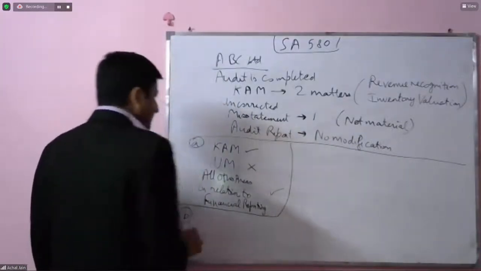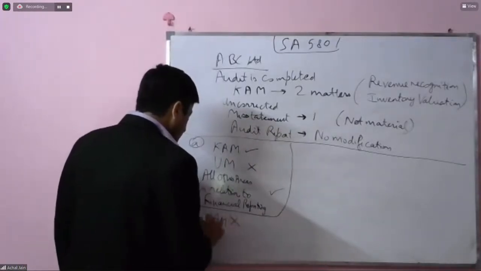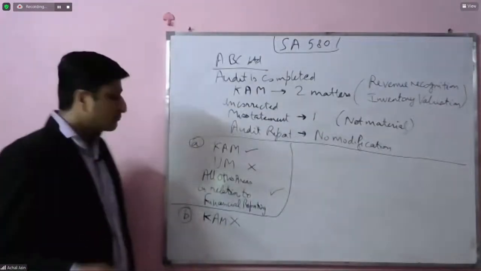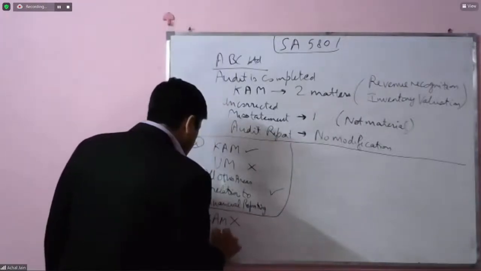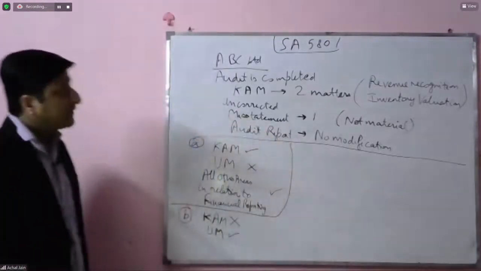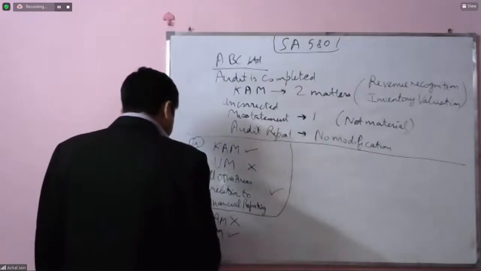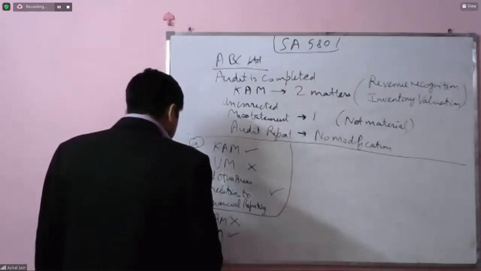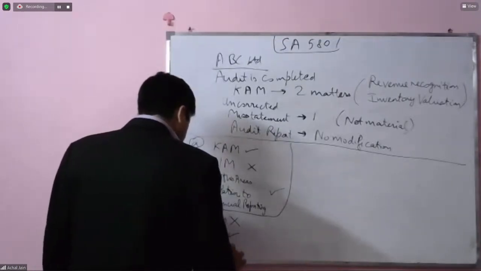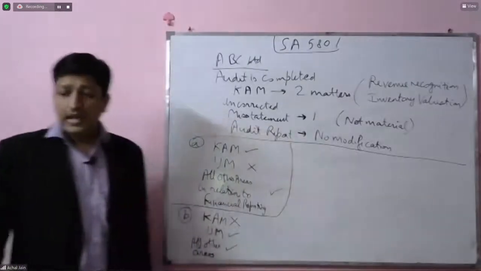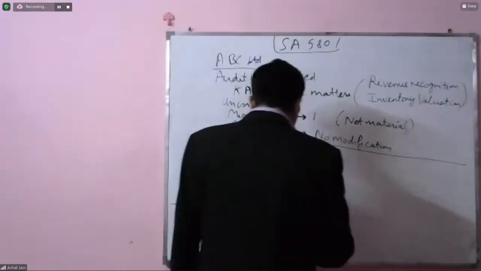Option number B: CAM, meaning these two areas, may or may not come. The uncorrected misstatement we have discussed should come even though it is not material, and all other areas are of course required. Option number B, and all of you can start sharing your responses about these options.